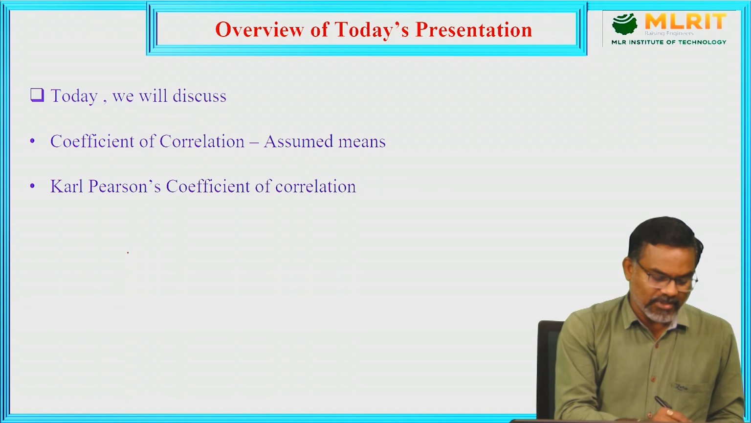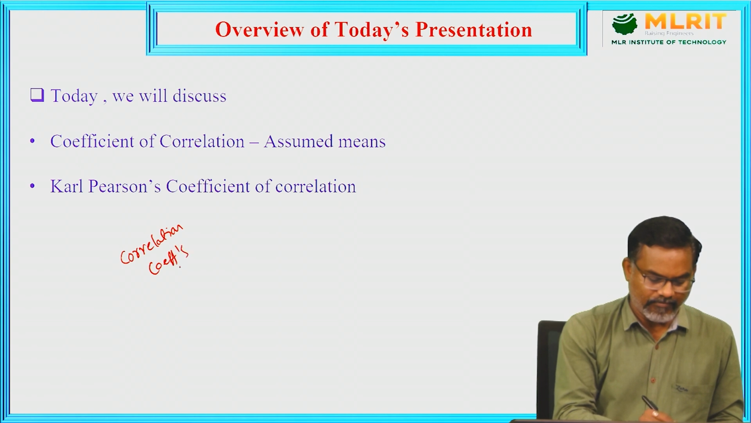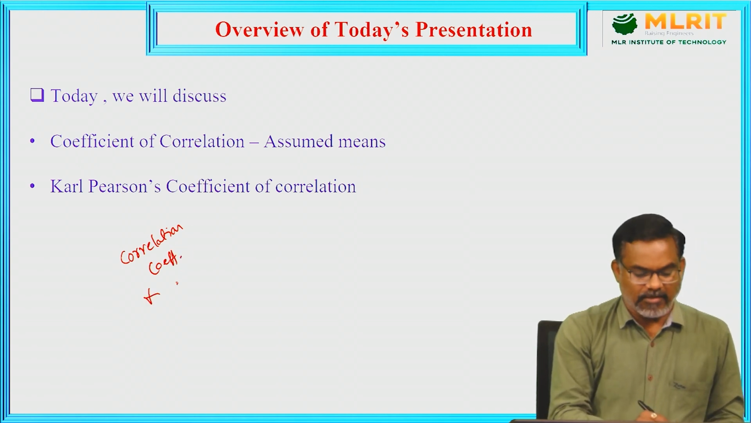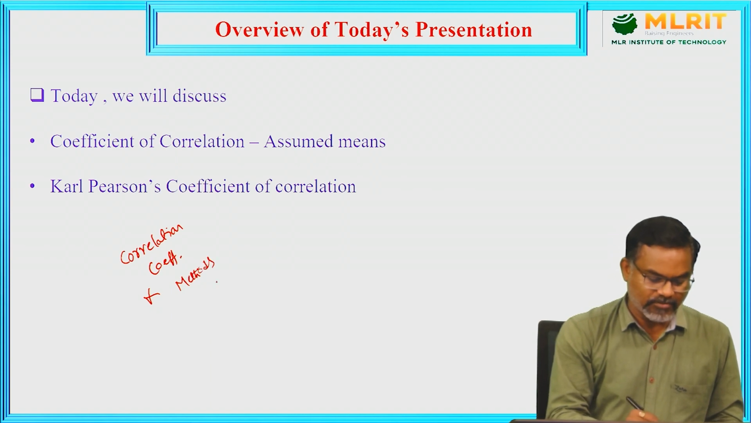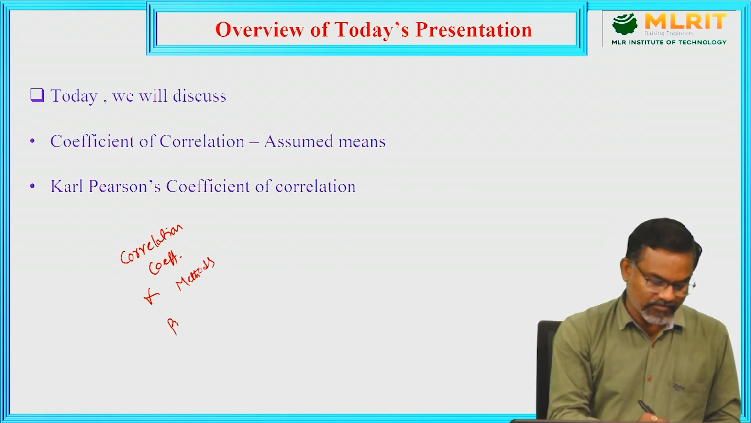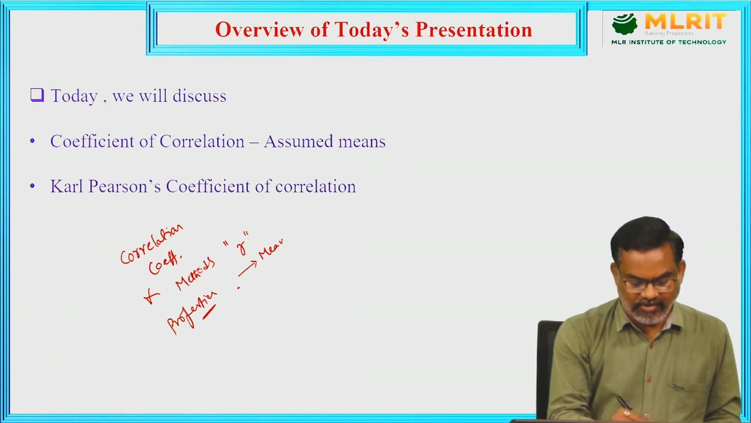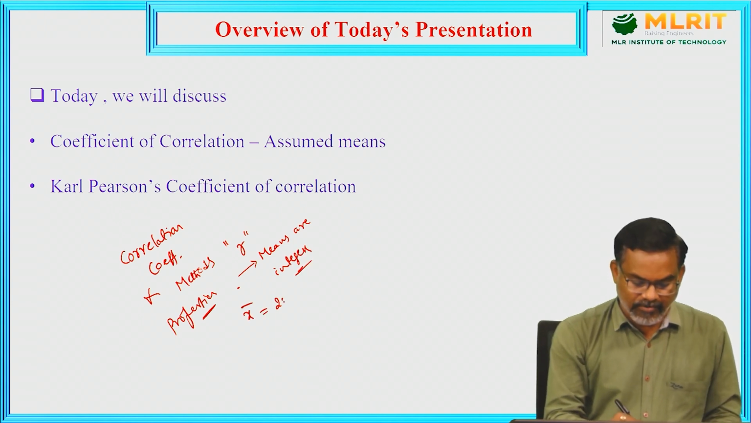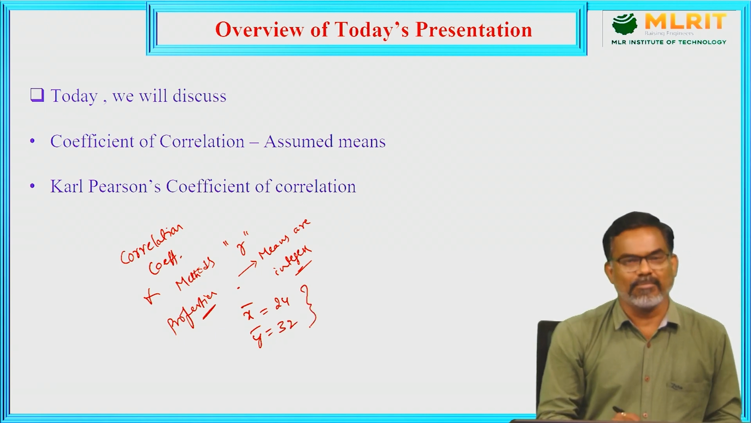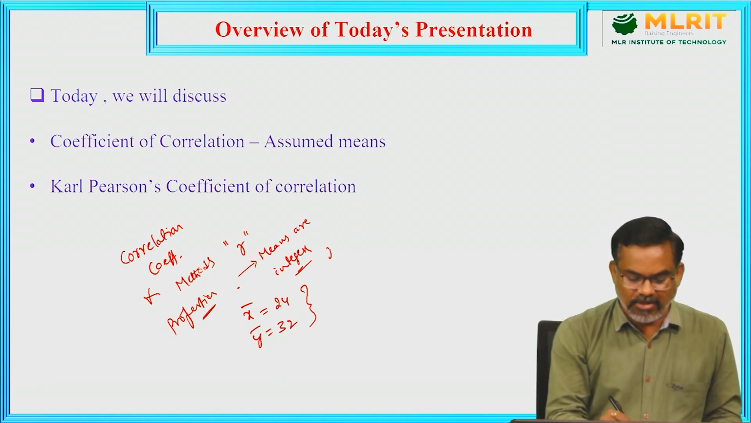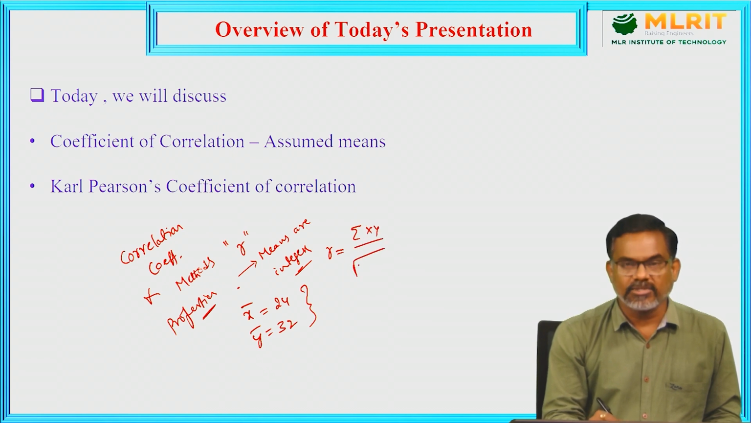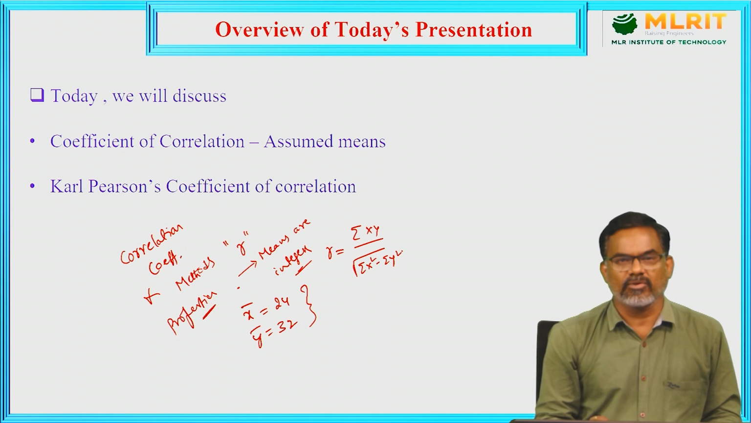In the last session, we discussed the correlation coefficient, the methods to find correlation, and the properties of the correlation coefficient. Then we solved some problems on finding the correlation coefficient when the means are integers. That means if x bar equals 24 and y bar equals 32, which are whole numbers, we use the formula r equals sigma capital XY divided by under root sigma X square into sigma Y square to find the coefficient of correlation.